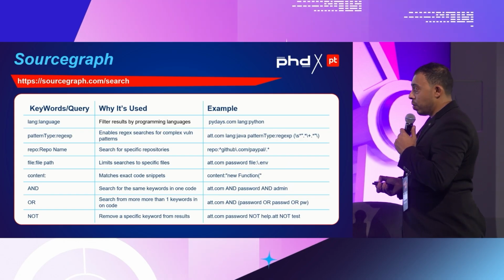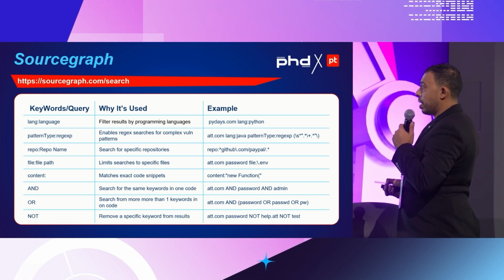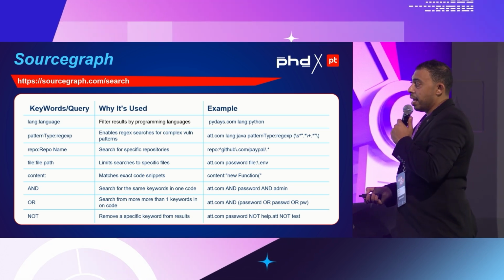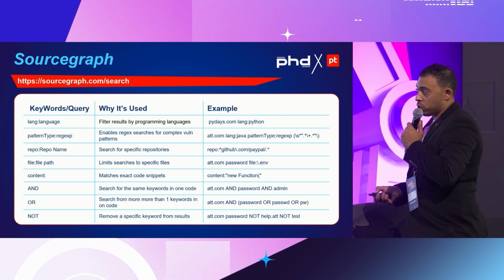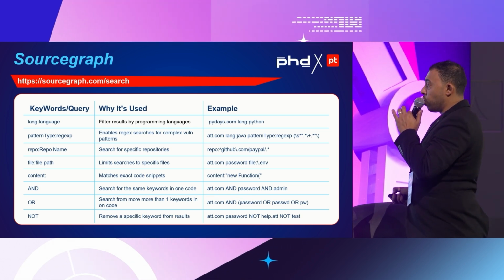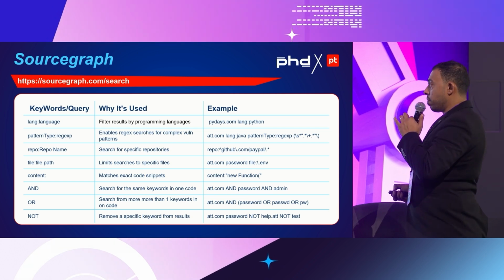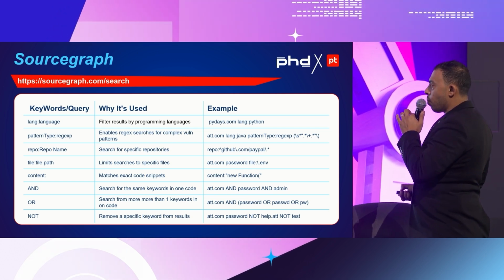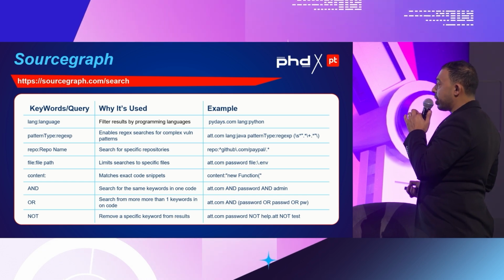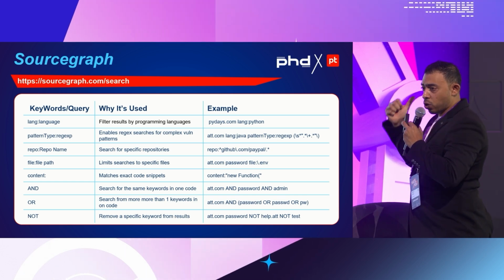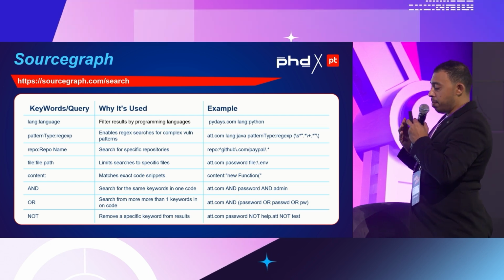I can look as well for the content. It's a little bit helpful, but the most helpful one for me is the one I'm going to explain now, which is the search for the same keywords in the code. Here is an example: I want to look for att.com and password and admin. So I want it to bring me results containing a password and containing an admin at the same time.